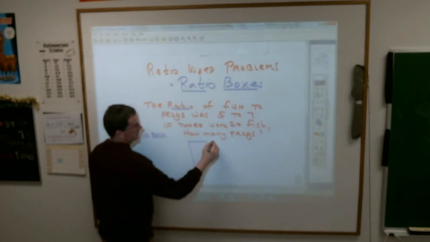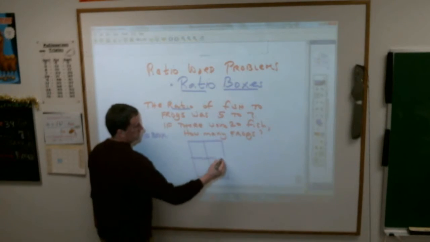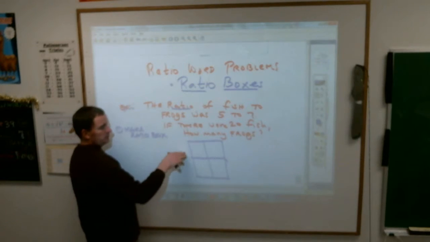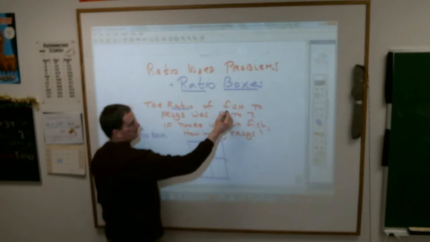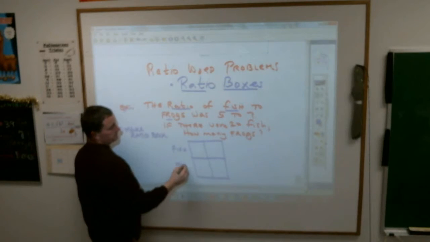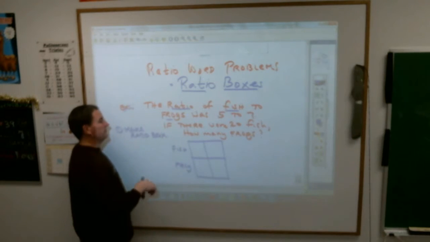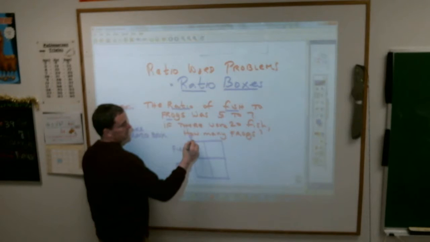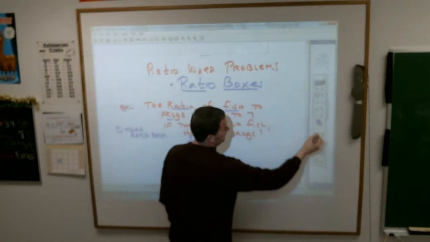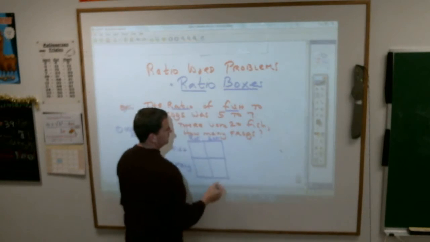You draw kind of a box-looking shape, cut it into a few squares. What 2 things am I comparing? Because those are the 2 that go on the side here. I'm comparing fish to frogs, right? Have we done percent boxes yet? No. Well, this will be the same thing for that. Above this is the ratio, and then above the other one is the actual. And you just need to fill in the blanks.